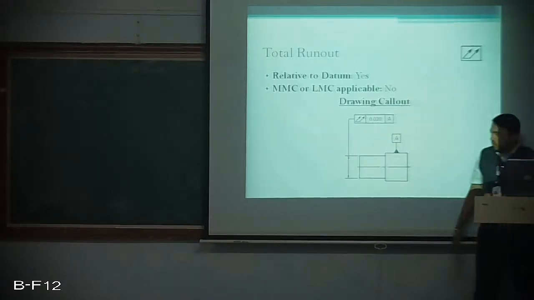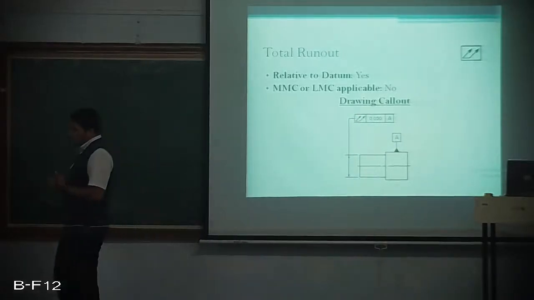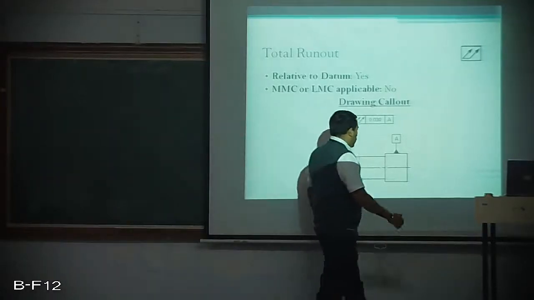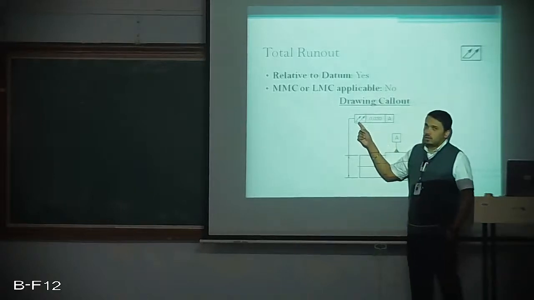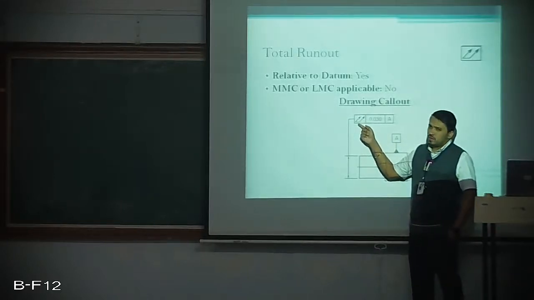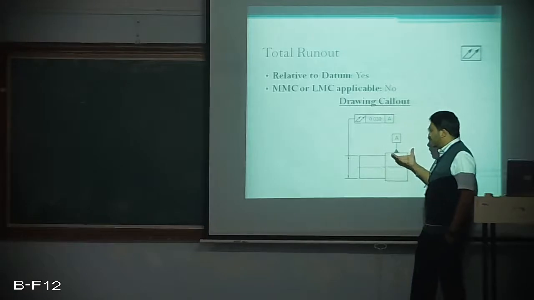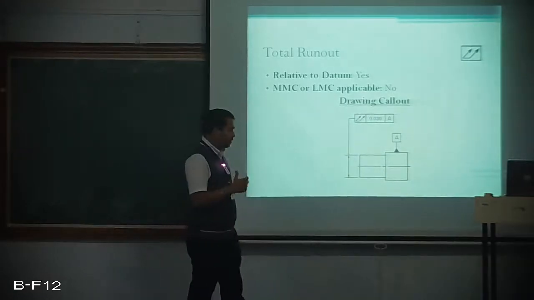And now coming back to the total runout. Total runout is represented by a symbol like this. Two arrows connected, then the bottoms are connected. And next the tolerance is specified, and one datum is required to use the total runout. Again, it is a modification of the runout symbol.